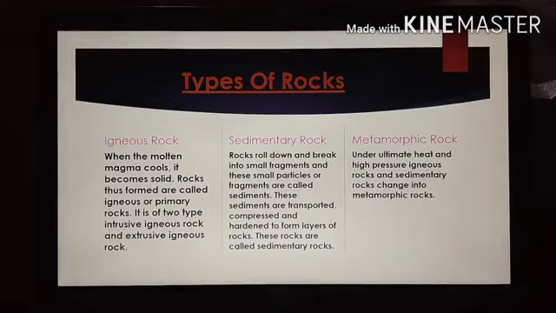Igneous rock is of two types: intrusive igneous rock and extrusive igneous rock. We will discuss these types of igneous rock in the next slide.